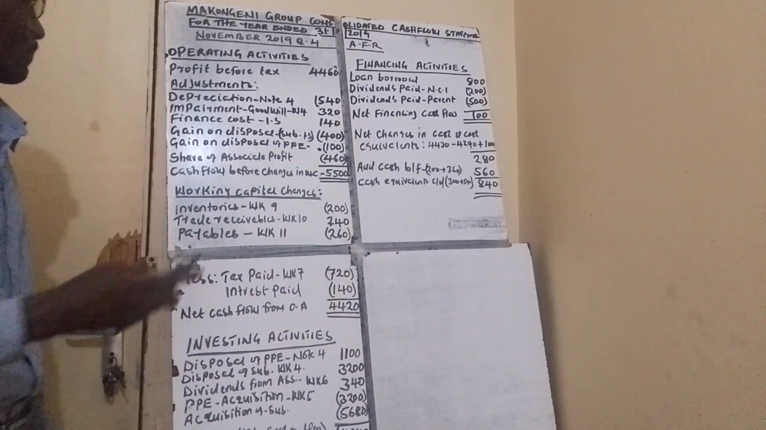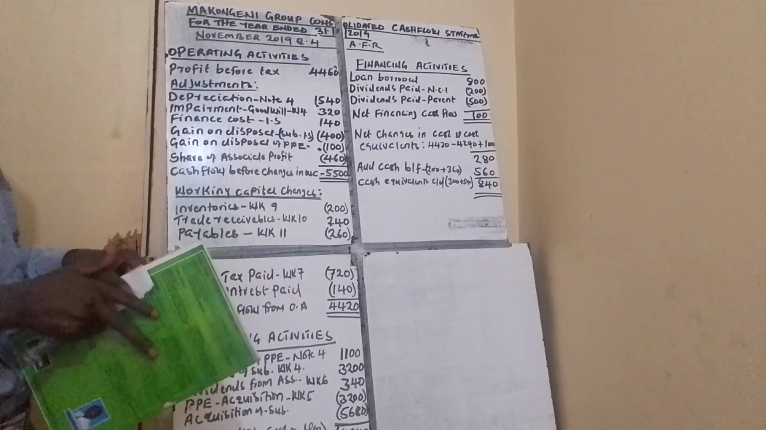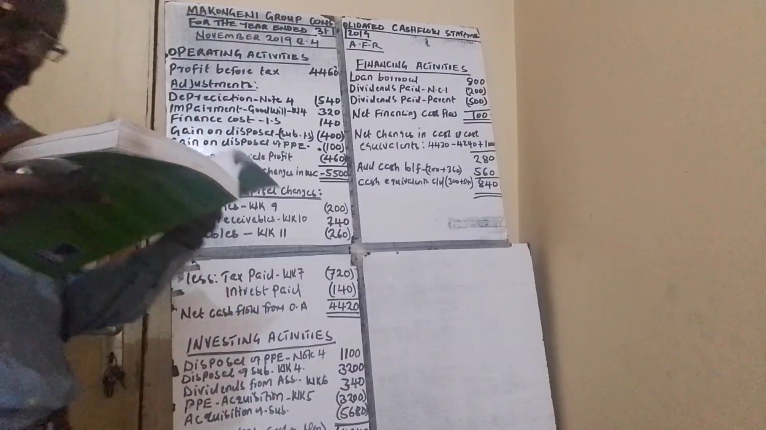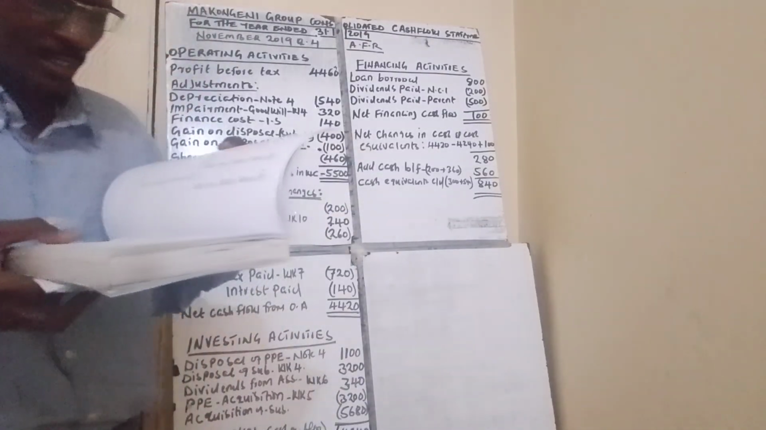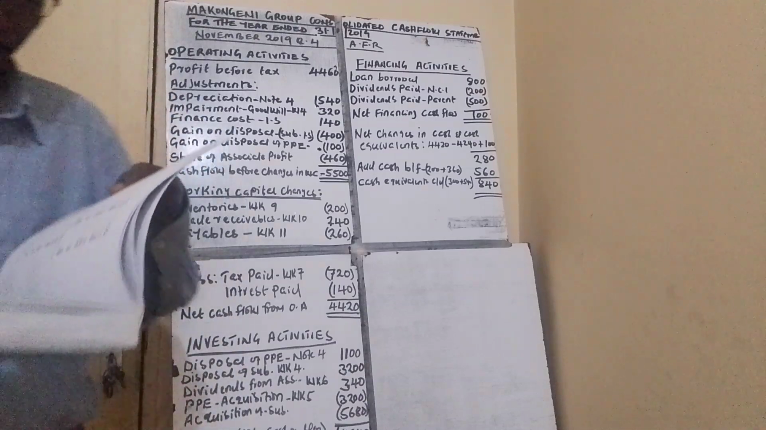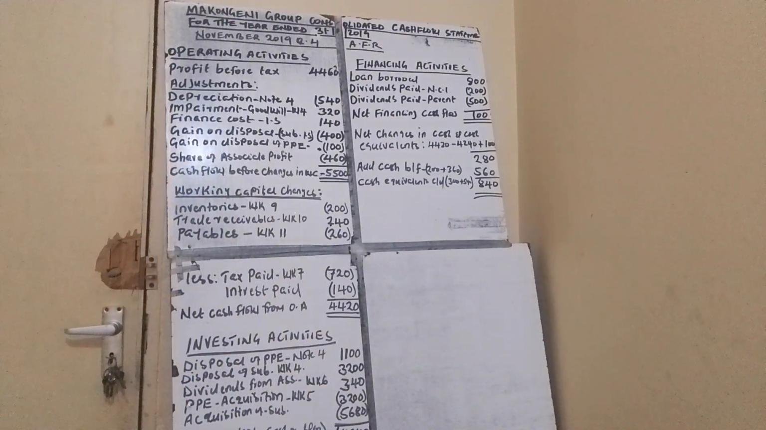Now, we start with note number 4, depreciation. If you read point number 4, we have been told that depreciation of shillings 1540, and that's the point that I just want you to note.